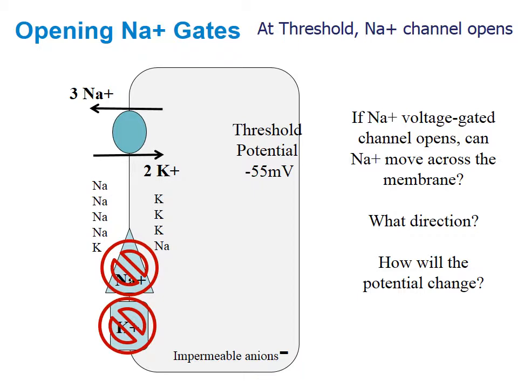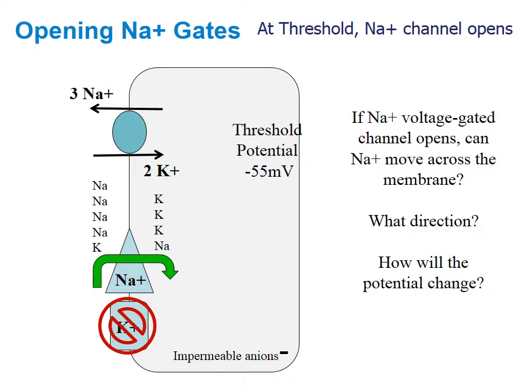As extra sodium enters the cell, our potential difference changes. Since we are adding positive to the cell, the voltage will become more positive. If enough sodium leaks across the membrane so that our voltage rises to minus 55 millivolts, or threshold potential, the sodium voltage-gated channels open. There are tons of these, and sodium will now enter the cell in very large amounts.